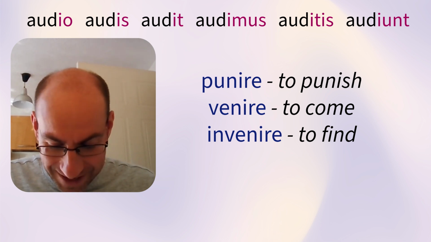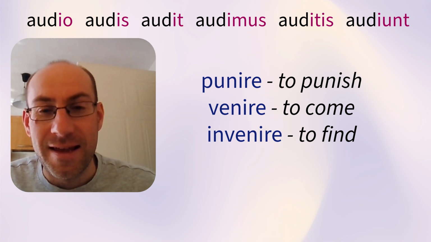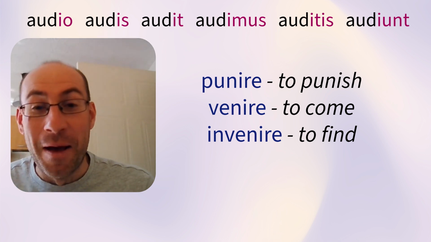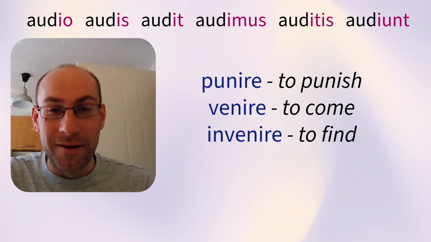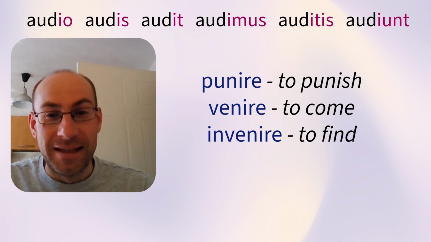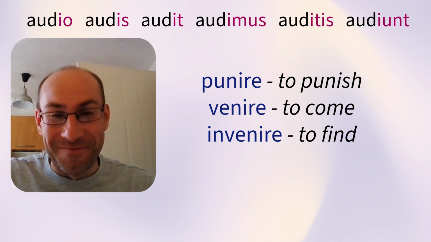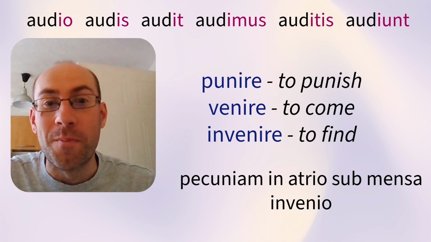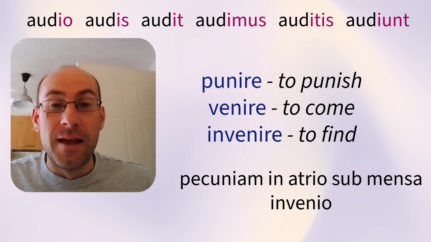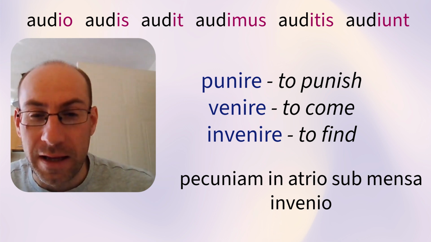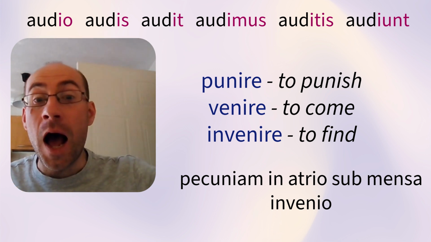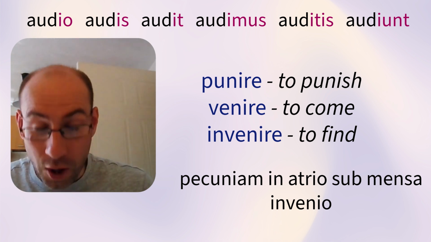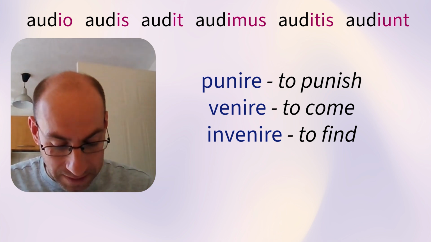I've lost my sentence. I find money in the atrium, under the table. Pecuniam in atrio invenio, sub mensa. All right, sub, underneath. Locating position is going to be ablative case. Sub mensa. That's just a little extra. Pecuniam in atrio invenio. Pecuniam in atrio, sub mensa. Invenio, I find.